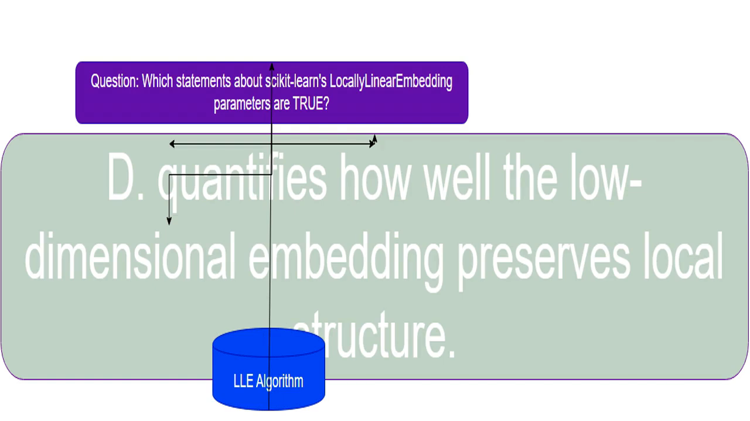The reconstruction_error attribute gives you a numerical value showing how well the LLE algorithm has preserved the local structure of the data in the lower dimensional space. A low value indicates a better representation. Think of it as a goodness of fit measure.